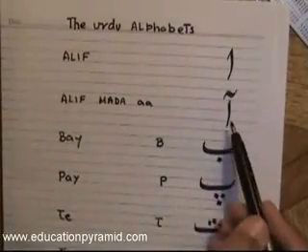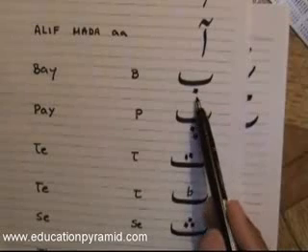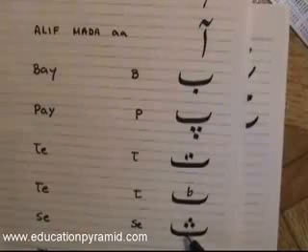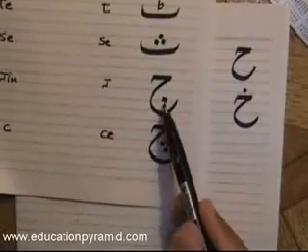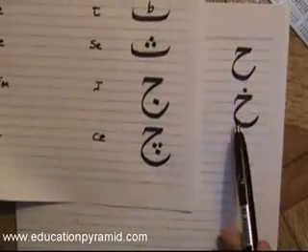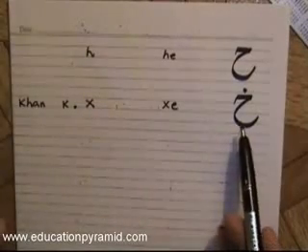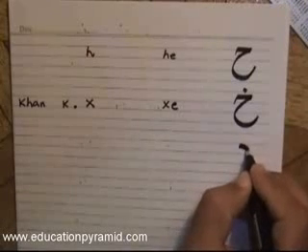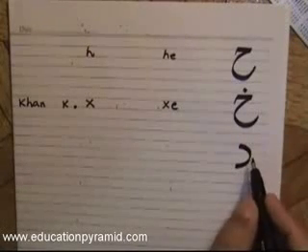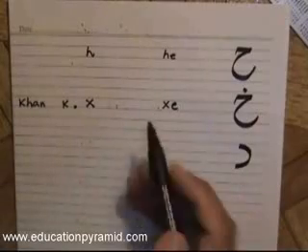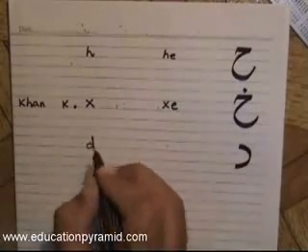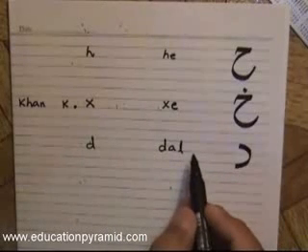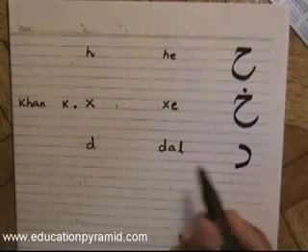Alif and Alif Mada A. Then we have Be, Pe, Te, Te, and Se. Then we have Jim, Che, He, and He. Now we move to another group, and the shape is like this. We call it Dal. This is D sound, like Dal, D-A-L, like for example dental.